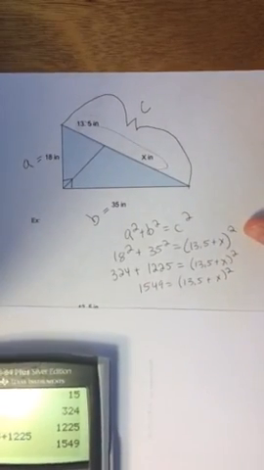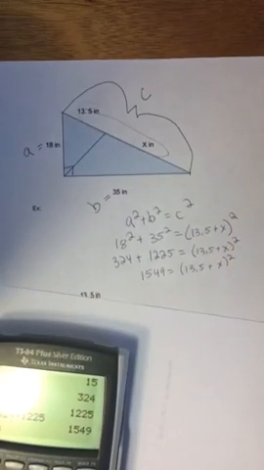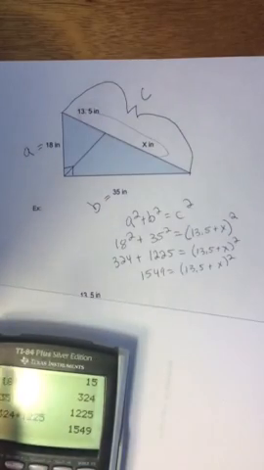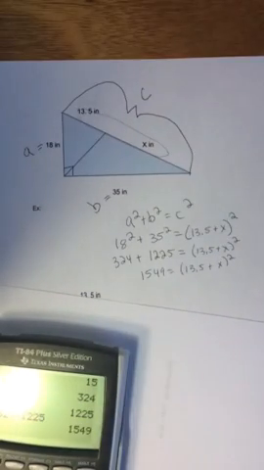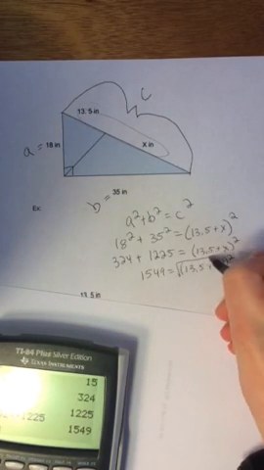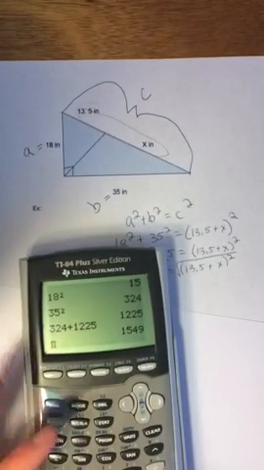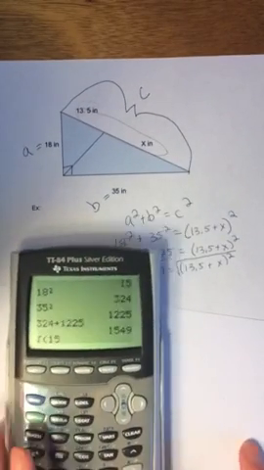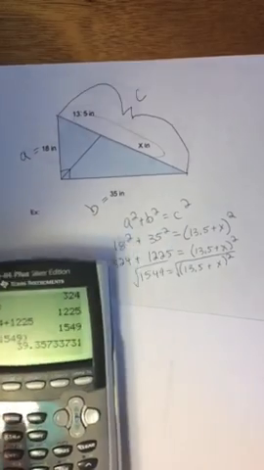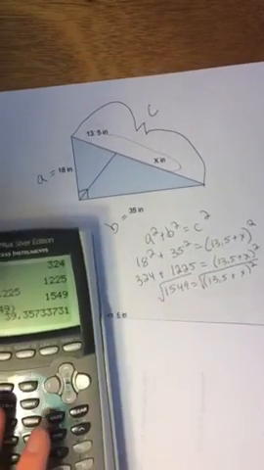Now how do I get rid of a square? Do you guys remember? I have to square root, okay? So again, this is a lot of steps, so please, please, please write each step down. I'm going to square root both sides, okay? So again, I don't know that one off the top of my head. I have to square root 1549. And it comes out to this icky number, but we're going to write it down anyway.